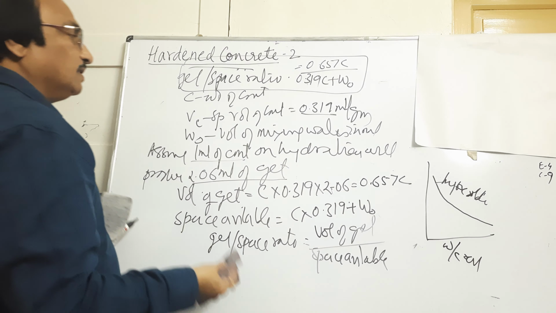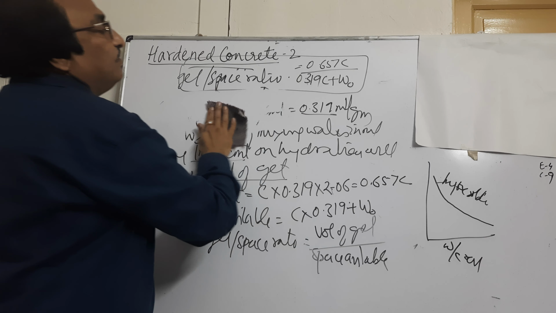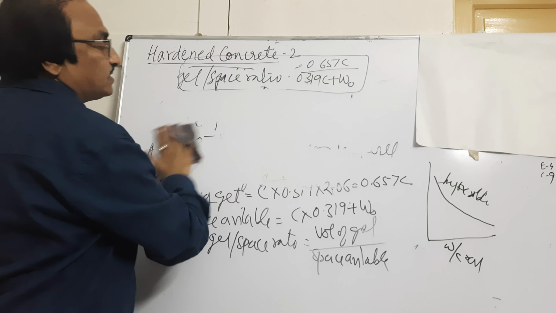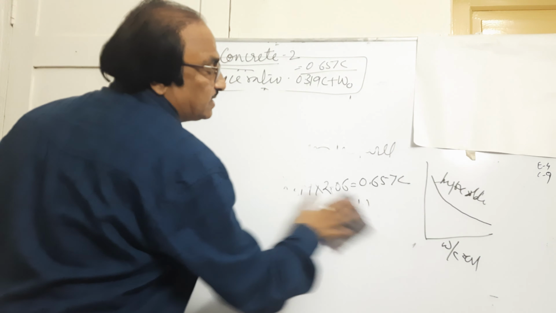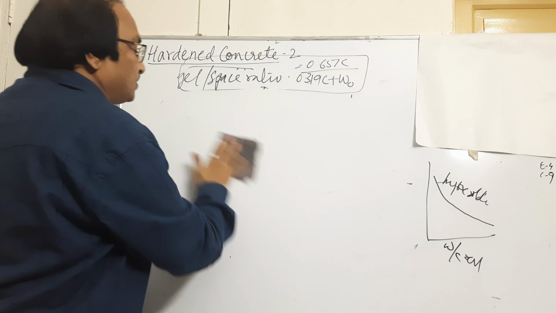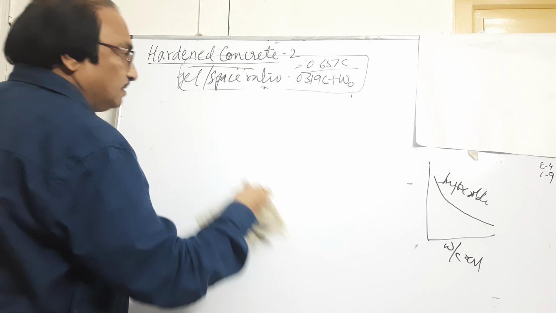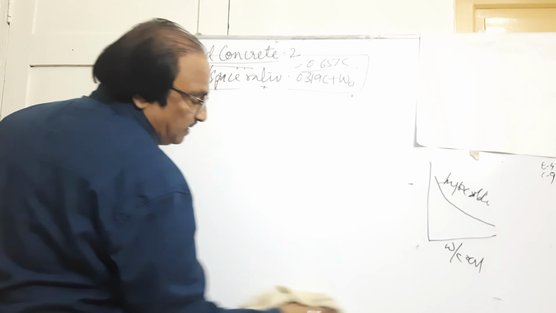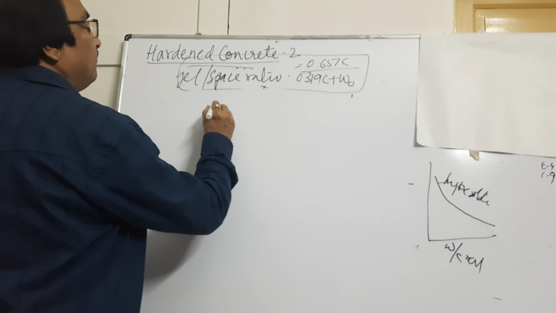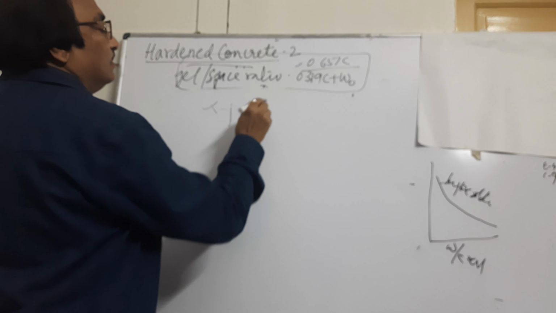Now this formula is applicable when we assume that there is 100% hydration of the cement. Usually there will not be 100% hydration of cement. There will be partial hydration of cement. Suppose alpha is the partial hydration value.